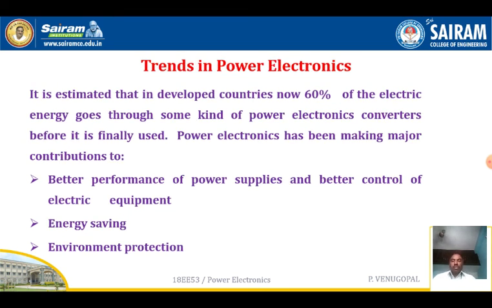Trends in power electronics: it is estimated that in developed countries, now 60% of electric energy goes through some kind of power electronic converter. Imagine, 60% of electrical energy goes through power converters, maybe from DC to AC or AC to DC, before it is finally used. Power electronics has been making a major contribution to better performance of power supplies and better control of electric equipment. It can be used in energy savings and in environmental protection. These are the trends in power electronics.